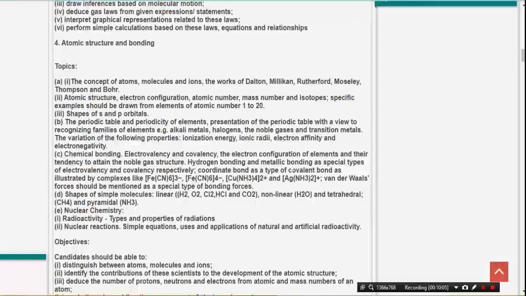Fe(CN)6, and all these ones you see on the screen. Shapes of simple molecules: linear, non-linear, tetrahedral and pyramidal. Nuclear chemistry: radioactivity, types and properties of radiations, nuclear reactions, simple equations, use and applications of natural and artificial radioactivity.